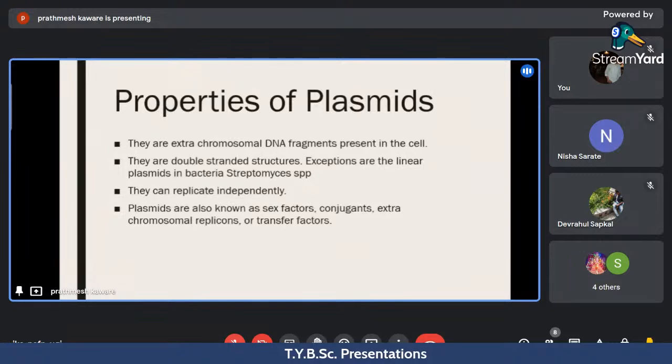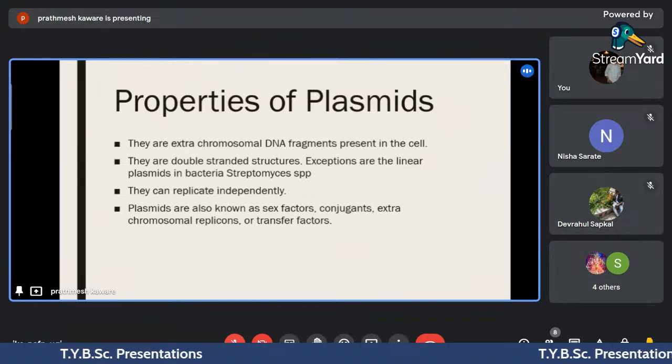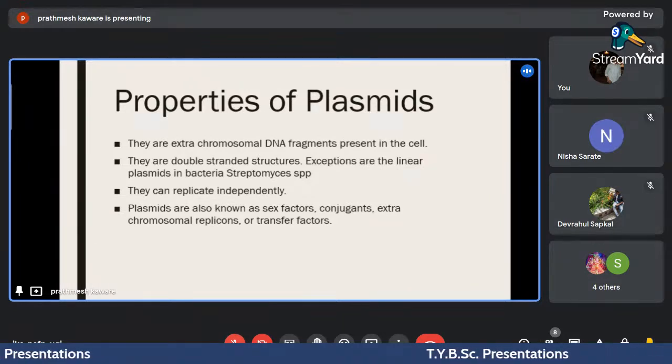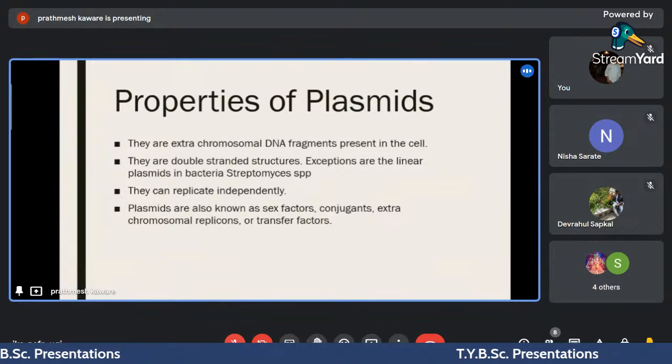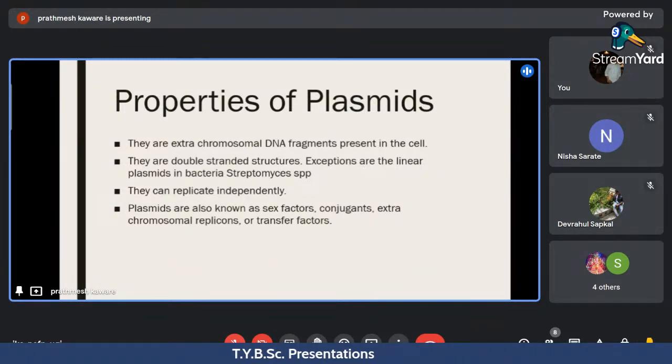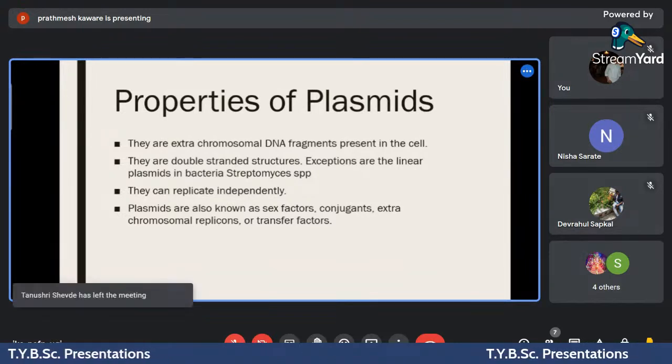So what are the properties of plasmids? They are extrachromosomal DNA fragments present in the cell. They are double-stranded structures. The exception is the linear plasmid in the bacteria Streptomyces species. They can replicate independently. Plasmids are also known as sex factor, conjugate, extrachromosomal replicon, or transfer factor.